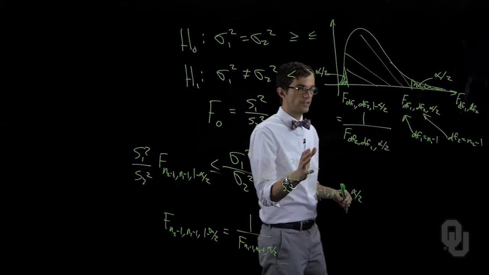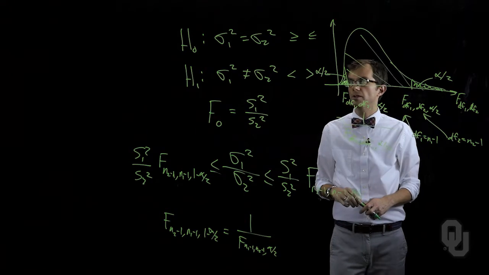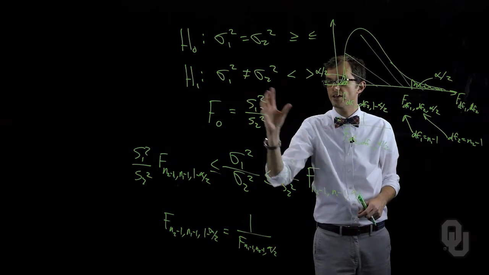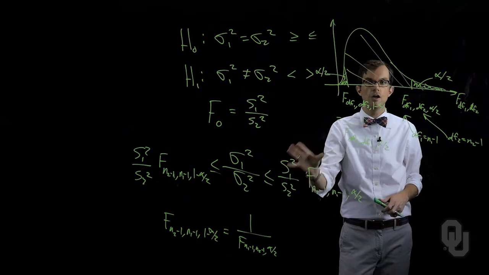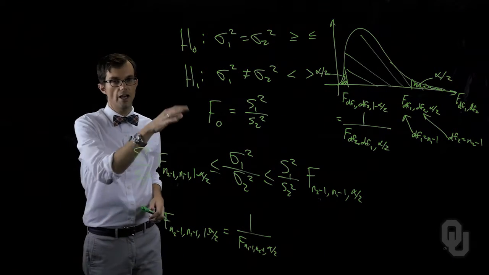So we've got statistical inferences for the differences in population variances. We've got hypothesis testing, we've got confidence intervals, and we've introduced now in this unit the F distribution to help us with all of this.